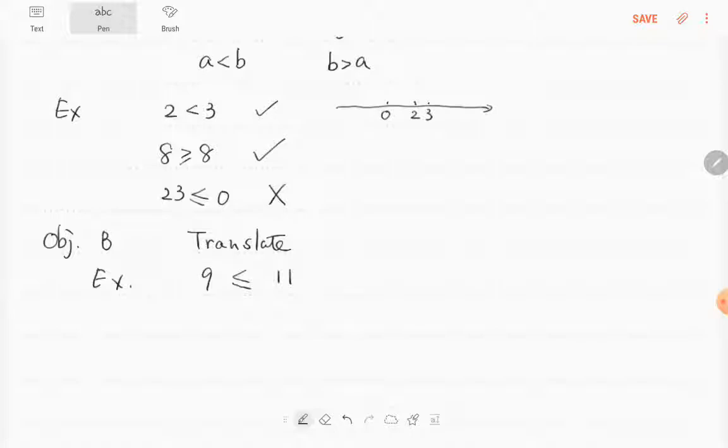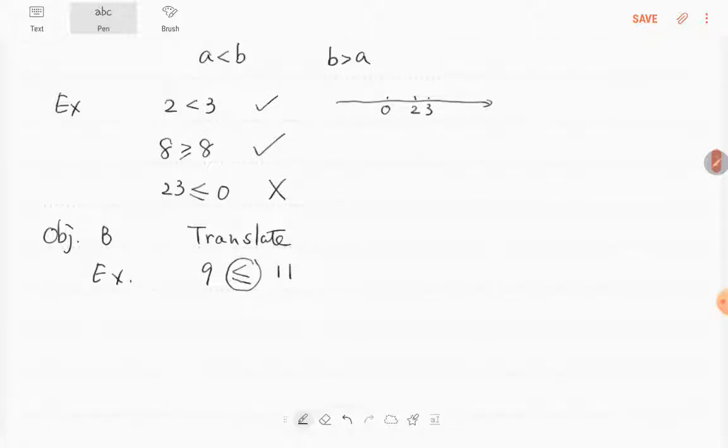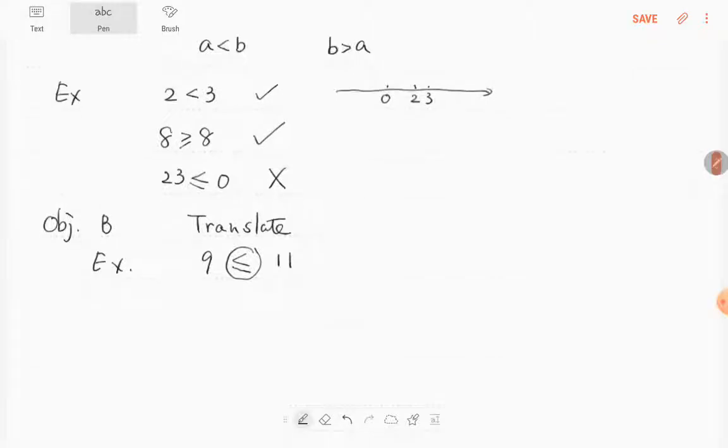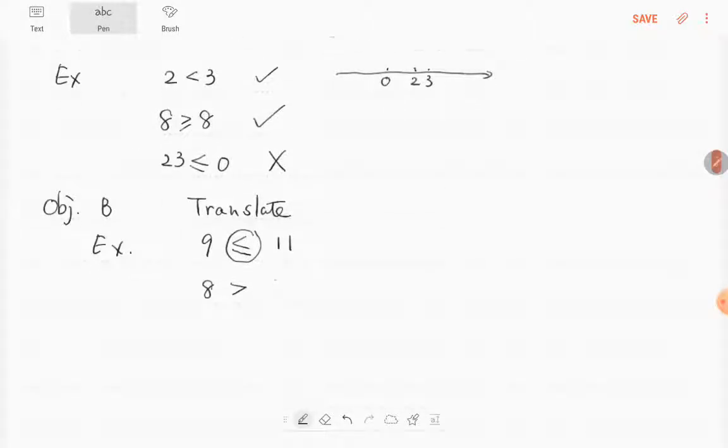Okay. So make sure here you watch the symbol. This means less than or equal to. For example, this time we have this sentence: 8 is greater than 1. So we try to translate. 8, so we put 8. And is greater than, so we only need to put this symbol. Greater than sign. Greater than 1, so we put a 1 here.